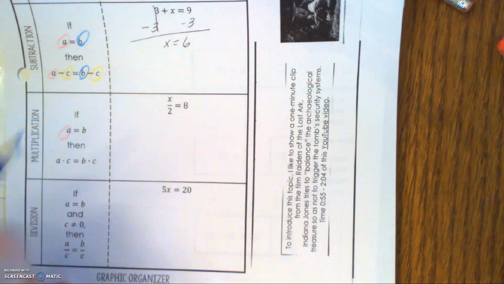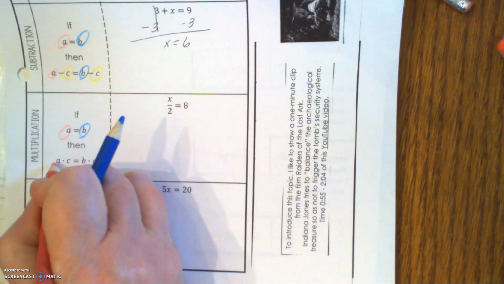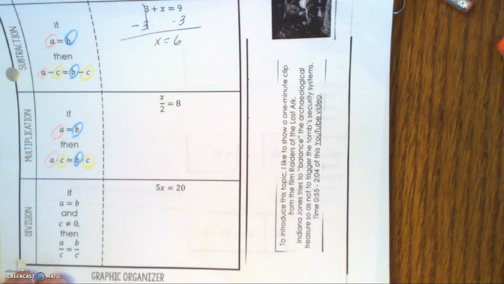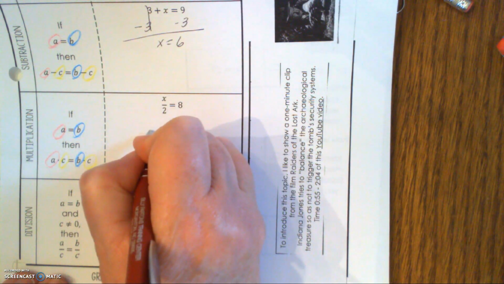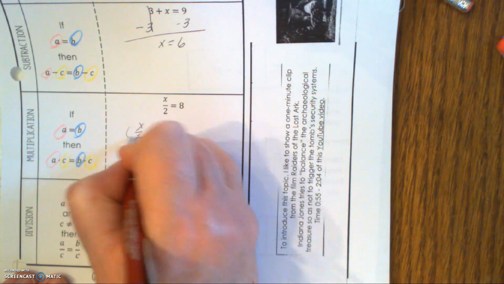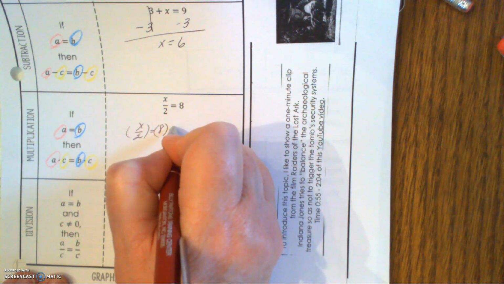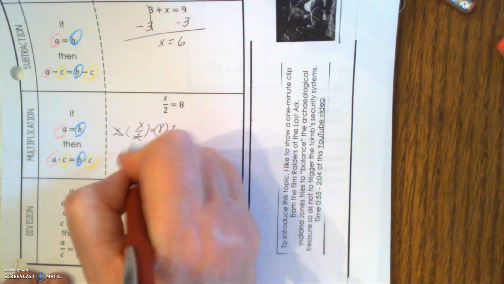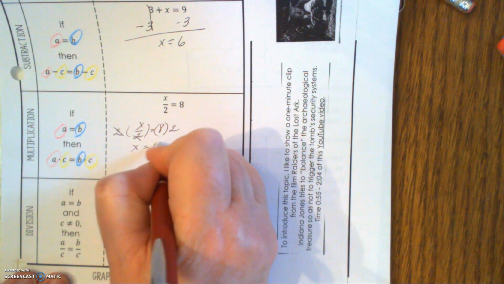Now, if we do multiplication, and A equals B, then A times C equals B times C. Okay? So, what we're going to do is take x over 2 equals 8, and we're going to multiply both sides by 2. So these cross out, and x equals 8 times 2, which is 16.